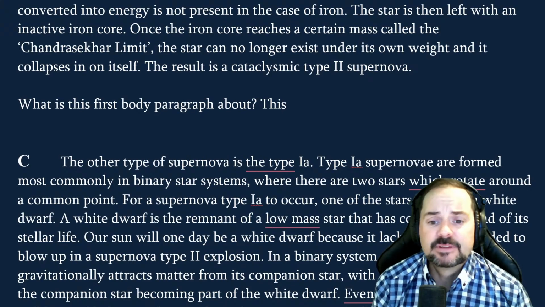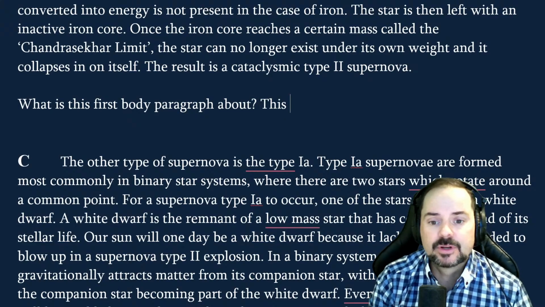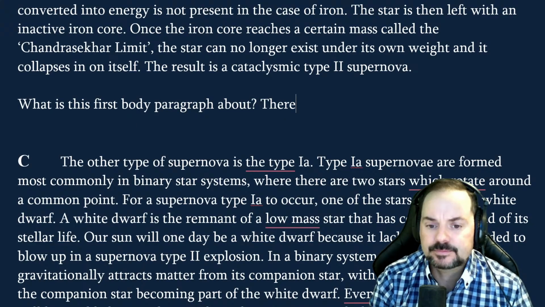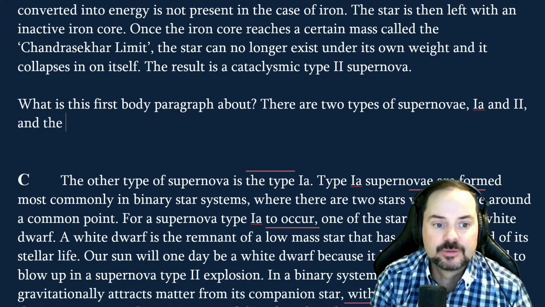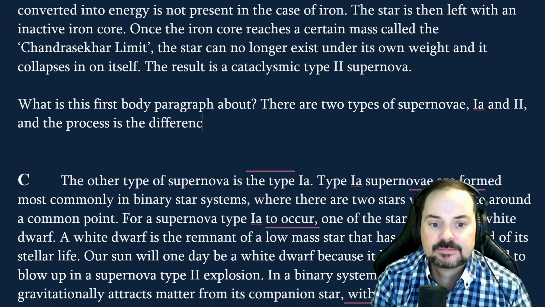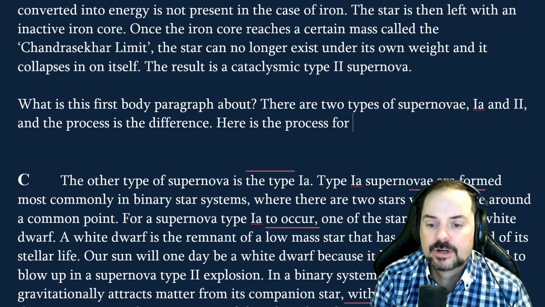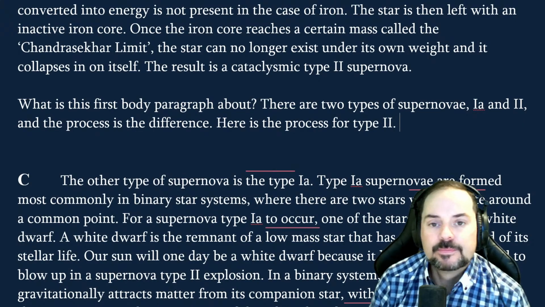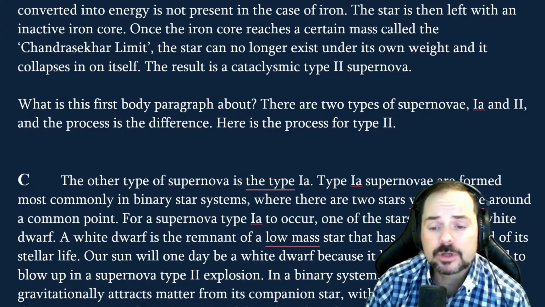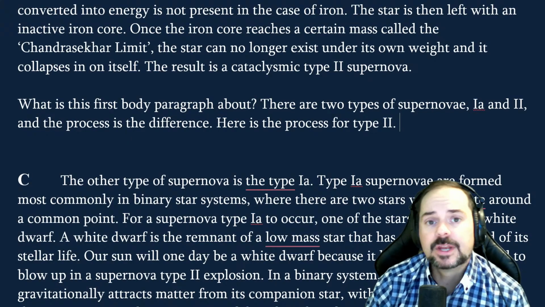Okay, close. Simplify it a little bit. So I think you were good. So there are 2 types of supernovae, 1A and 2. And the process is the difference. Here is the process for type 2. Okay, so that's the answer there, but you were close. It's not type 1A turning into type 2, it's just the process for type 2.